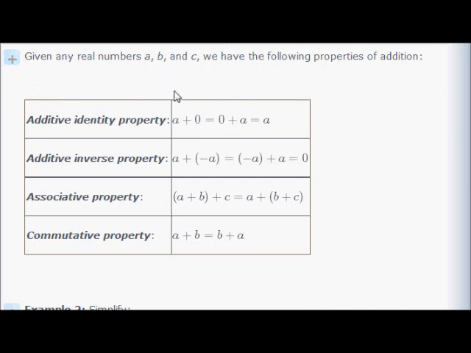Now, we have some properties of addition here. Let's say you have some real numbers. It could be any set of three real numbers. We're going to call them A, B, and C. Let's just start by talking about A, okay? A plus 0 is the same as 0 plus A, which is A. Because if you take A and you move 0 spots away from it, then you end up with A because you haven't moved at all.